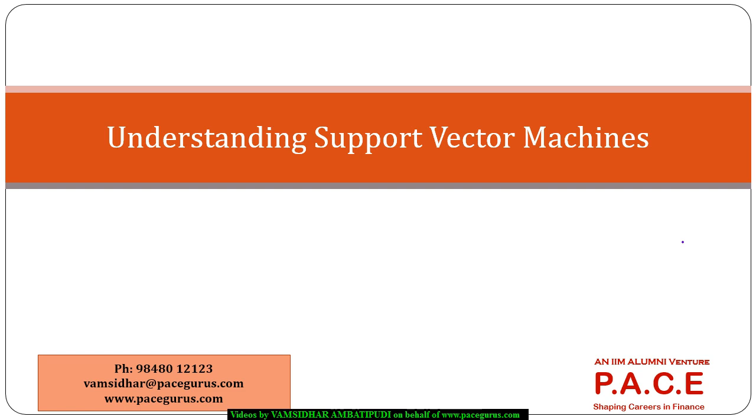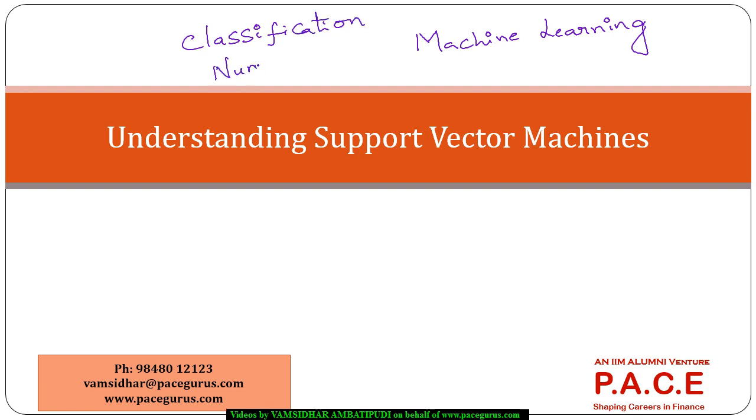Hello everyone. In this session, let's get some understanding regarding support vector machines. This is one of the newest technologies which has taken machine learning into new dimensions altogether. It is one of the major elements of machine learning which can be used for classification of the data as well as for numerical predictions.